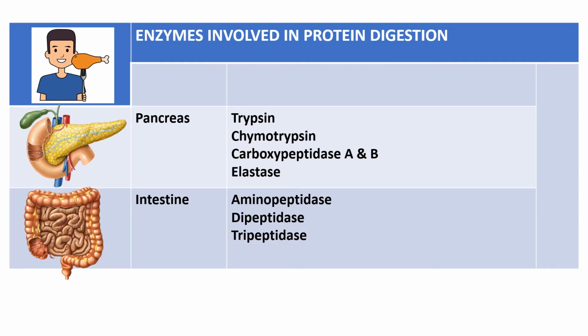Then the action of pancreatic enzymes. The pancreas secretes trypsin, chymotrypsin, carboxypeptidases A and B, and elastase. And the intestine secretes aminopeptidase, dipeptidase, and tripeptidase.